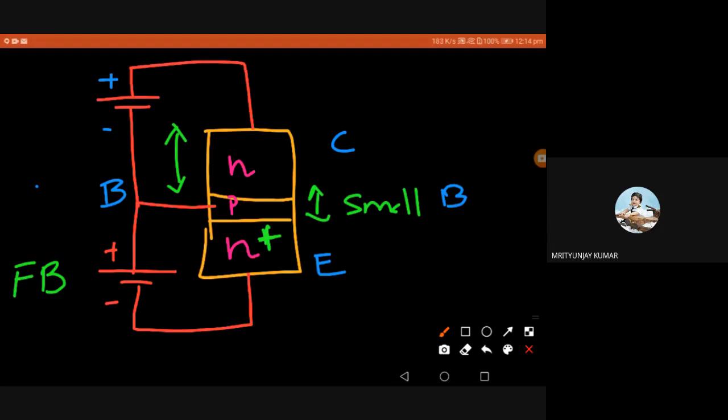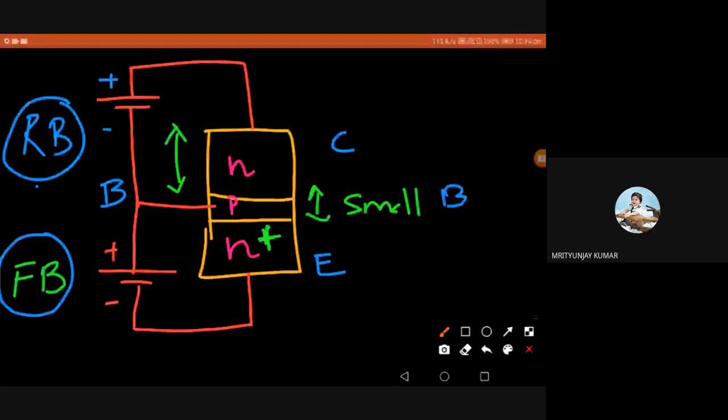In this biasing we have selected two biasings, that is forward bias in the base emitter junction and reverse bias in the collector base junction. So someone can ask why I have selected this. Simple, by experimentation or by trial and error I have found that this configuration is best. Why? Now we will see why. So this is one configuration.